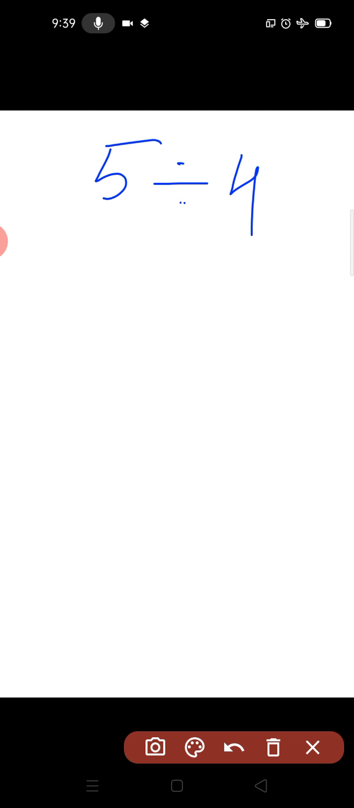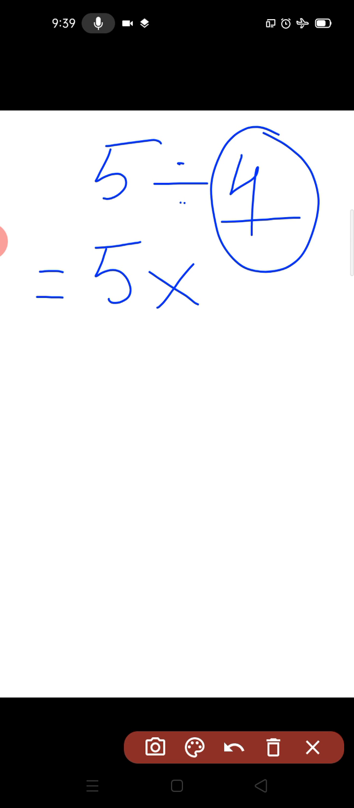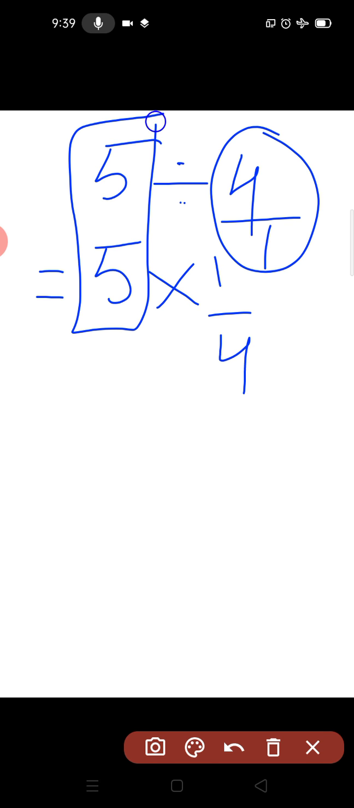Instead of doing division here, we can use multiplication also. 5 into 4 is nothing but, shall we write 4 by 1 here? Yes. So 4 by 1 becomes 1 by 4. So the first number we are going to write as it is. Then division becomes multiplication. Next, the reciprocal of the second fraction. Here you have to remember that we will take the reciprocal of the second fraction only, not the first fraction. Okay. So take one more example.